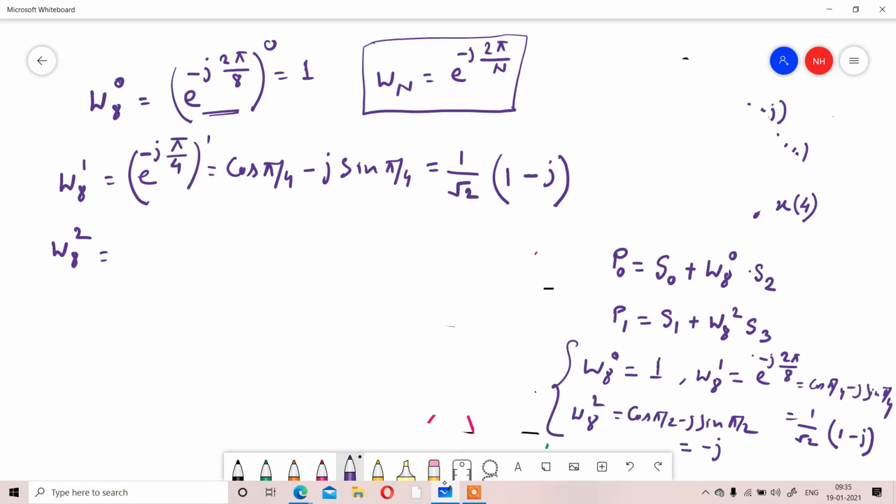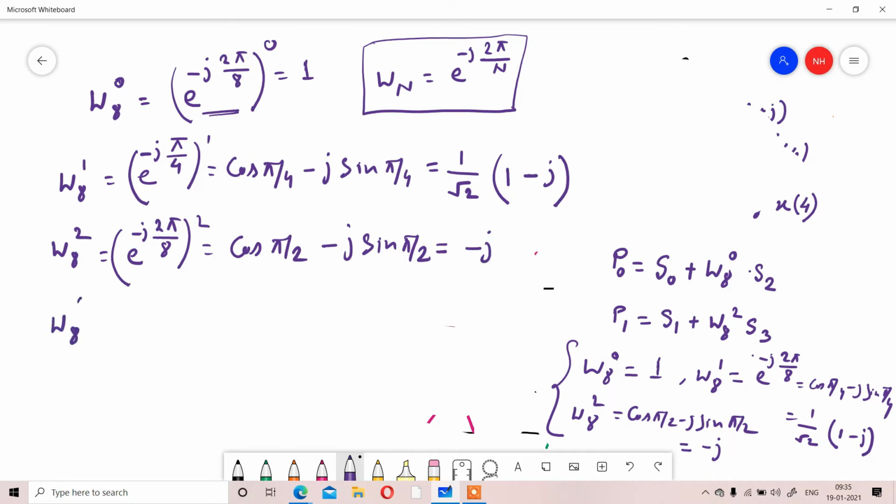Similarly, W8 square will be that to the power square, e to the power minus j 2 pi by 8 to the power square. That means if we consider the square inside, that will be pi by 2. So if we write in cos and sine, it will be cos pi by 2 minus j sin pi by 2. So cos pi by 2 value is 0, sin pi by 2 value is 1, so it will be minus j.